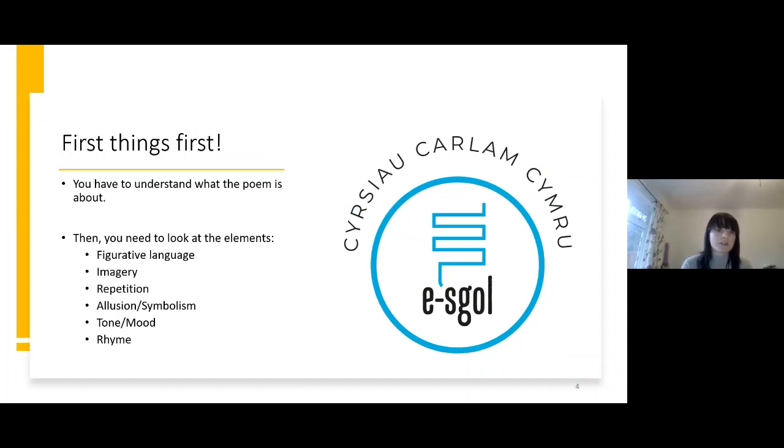So first things first, you have to understand what the poem is about, and look at different elements: figurative language, imagery, repetition, symbolism, or if it alludes to or links to something else, the tone or the mood, so the way it makes you feel, and then if there's any use of rhyme or rhythm throughout.